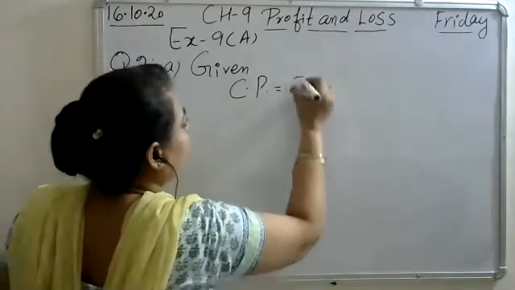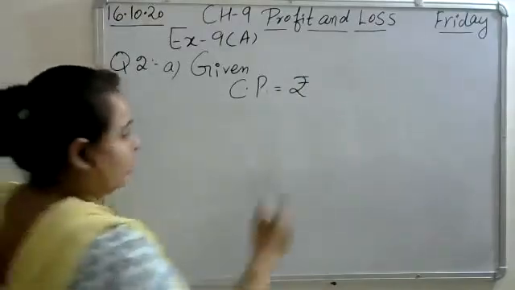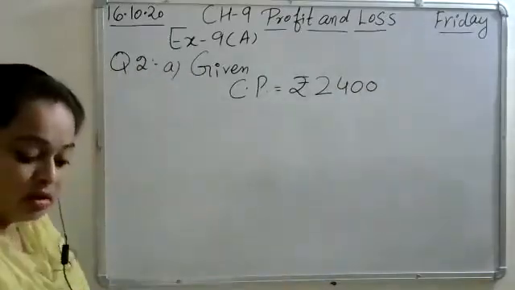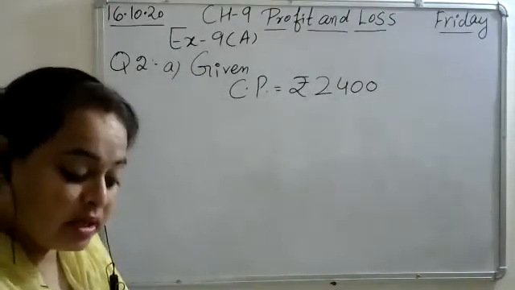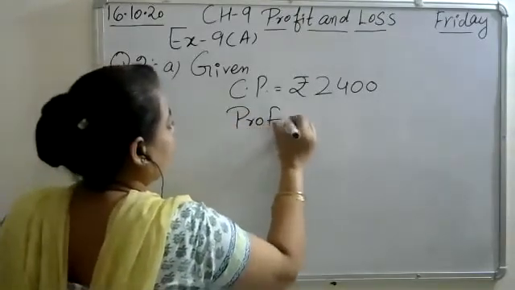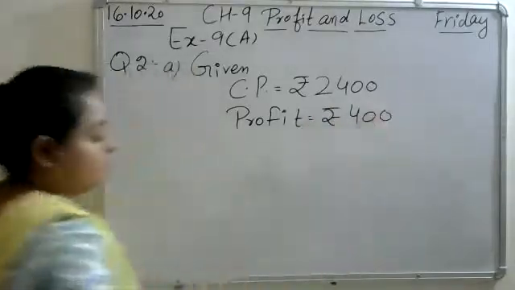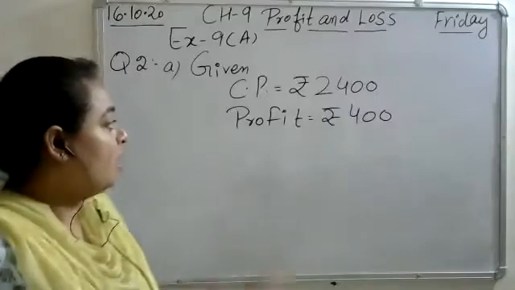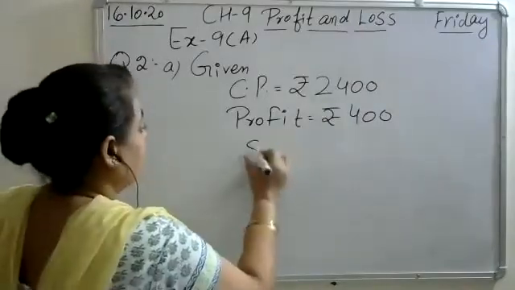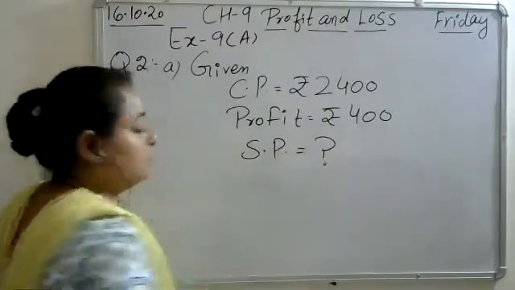The symbol of rupees is very much compulsory. Cost price is rupees 2400. And profit is given to you. What is profit? Rupees 400. This is given. And the question is to find the selling price. Selling price is equal to question mark.